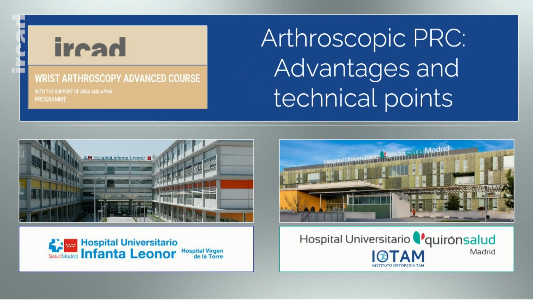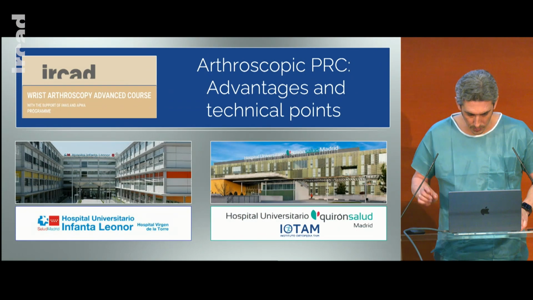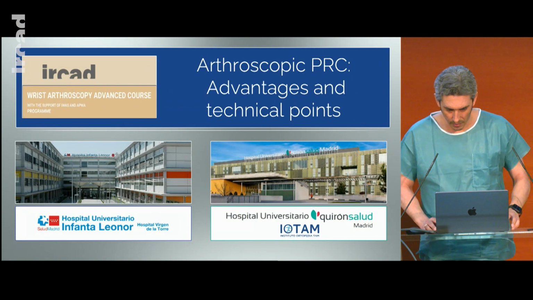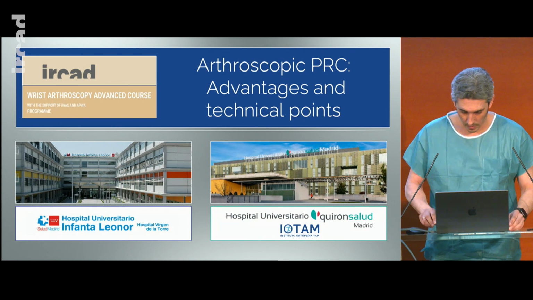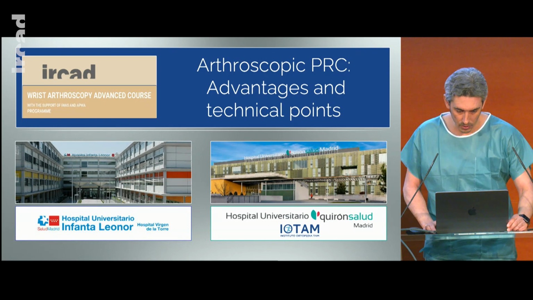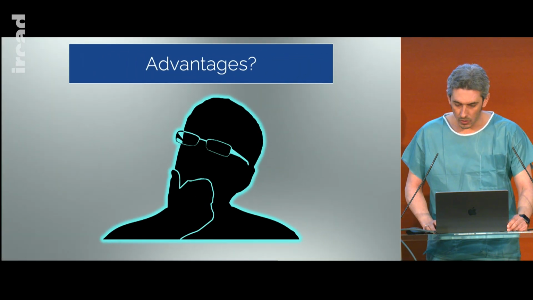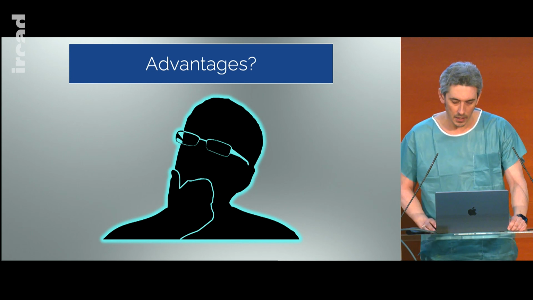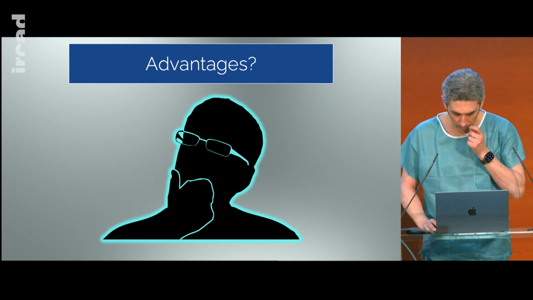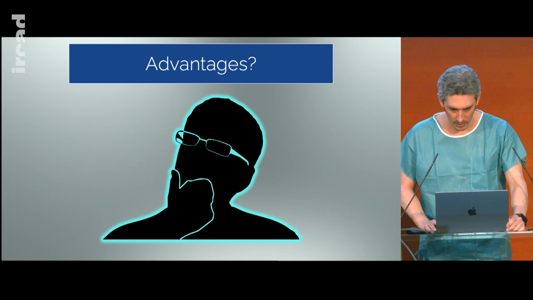Okay, so thank you very much for the presentation and for the opportunity to be here with all of you. So my lecture is about arthroscopic proximal row carpectomy, advantages and technical points. So this is the first question. Are there any advantages in performing these procedures in an arthroscopic manner? That seems not to be too easy.